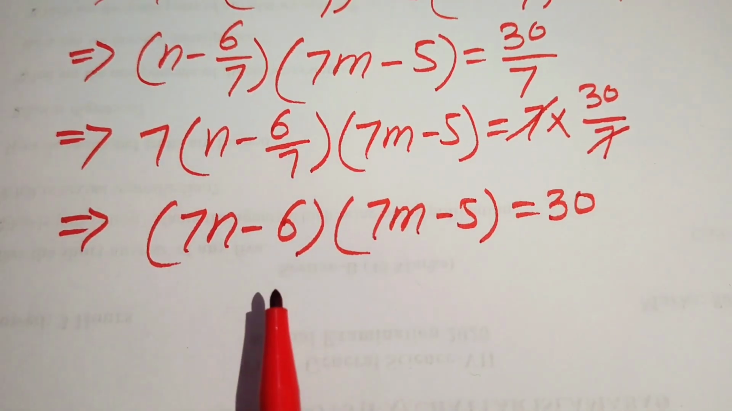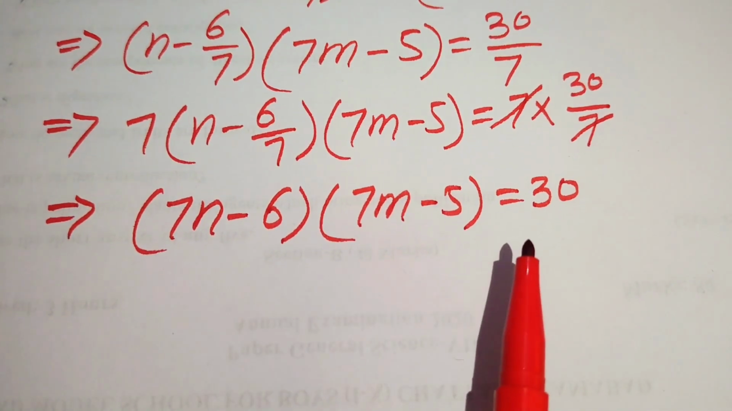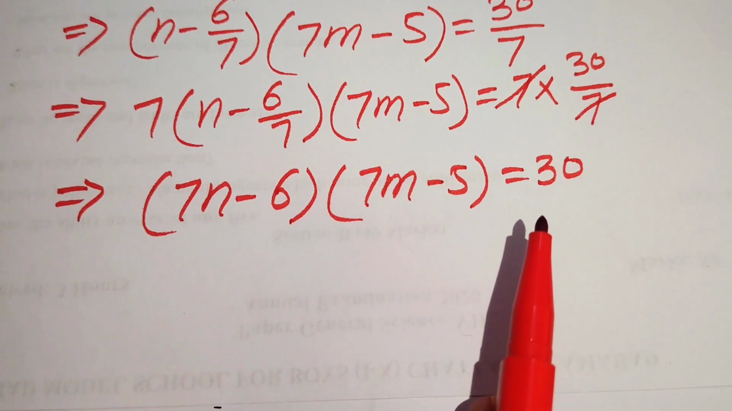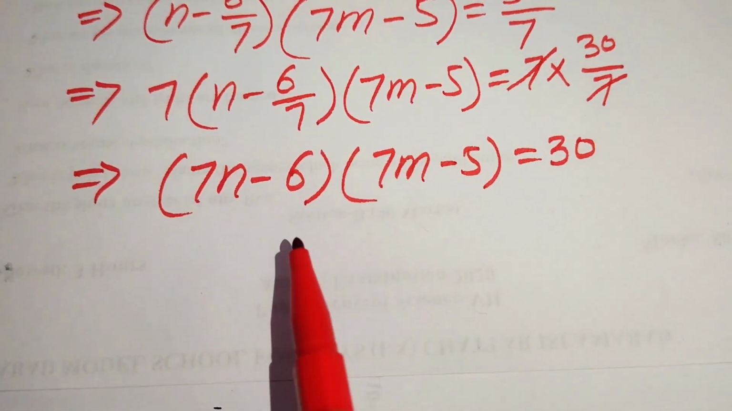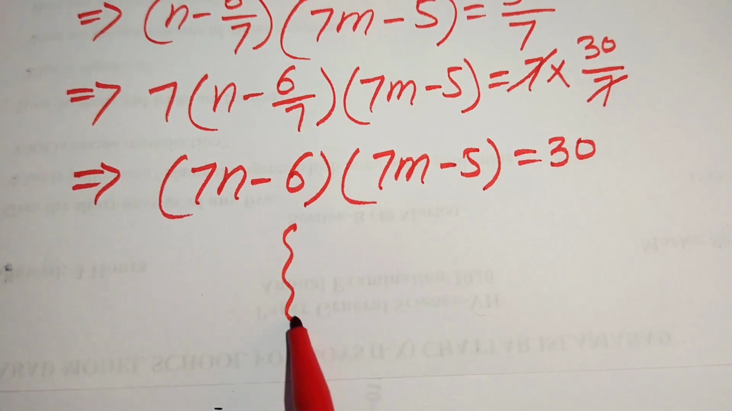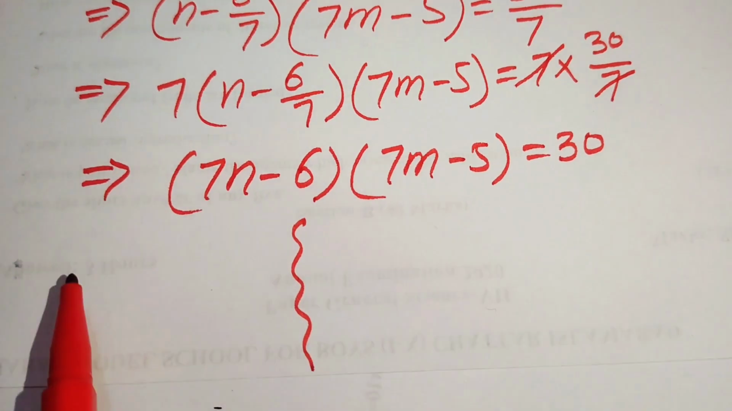So here you focus on the left hand side, where we have two factors multiplied by each other, but on the right hand side we have only one number, so we make some possible cases in which you get the factors of 30. So here we have some cases.